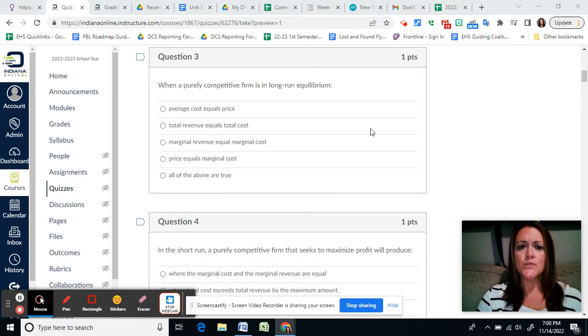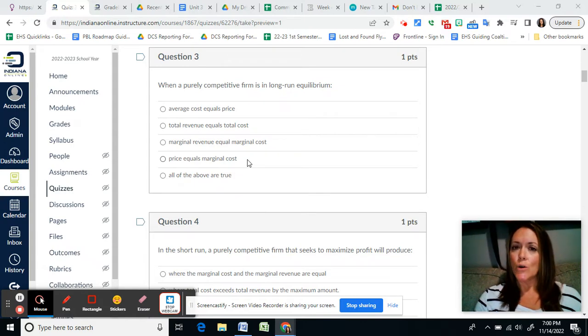So the first question that you missed was number 3. It says, when a purely competitive firm is in long run equilibrium, I think your answer was price equals marginal cost, and that's true, but that's not the only item that's true. So take a look at that one again and see if you can figure out, based on that hint, how you should answer that question.